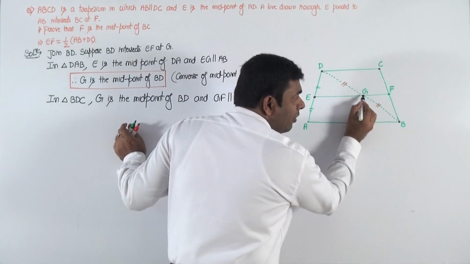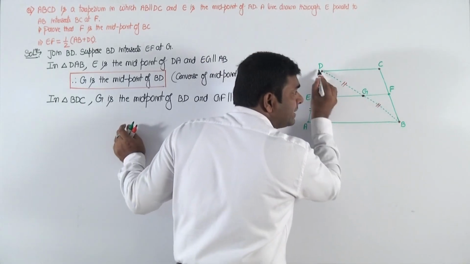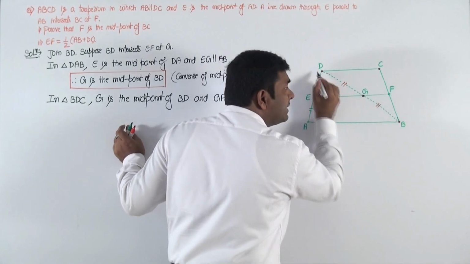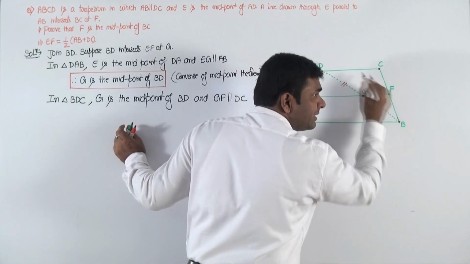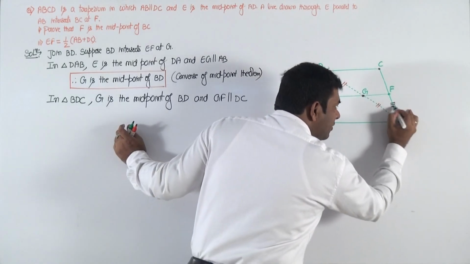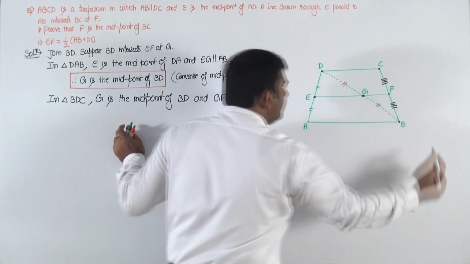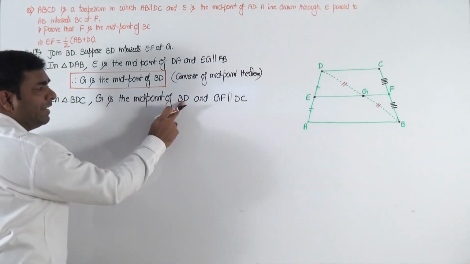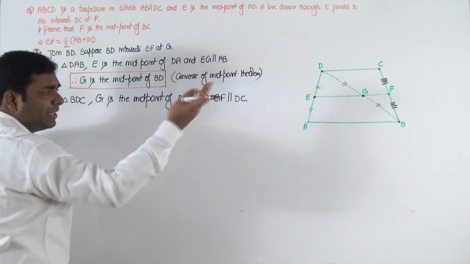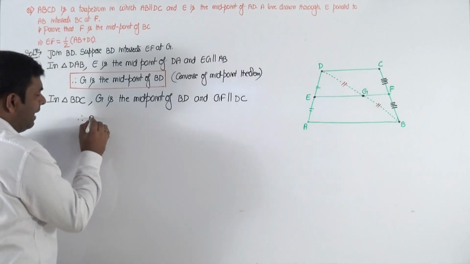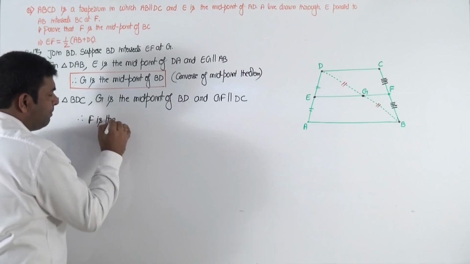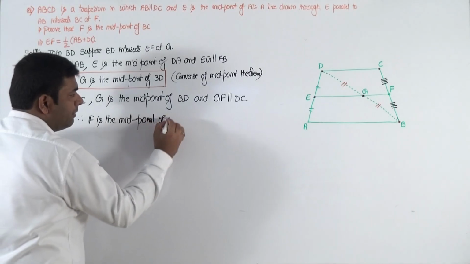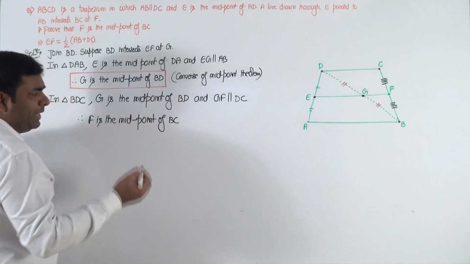Therefore, a line drawn through the midpoint of one side, ये line draw किया है. A line drawn through the midpoint of one side parallel to the other side bisects the third side. तो ये दोनों same होगा. Isn't it? A line drawn through the midpoint of one side parallel to the other side bisects the third side. Therefore, F is the midpoint of what? BC. BC बोलो या CB बोलो, meaning same ही है.